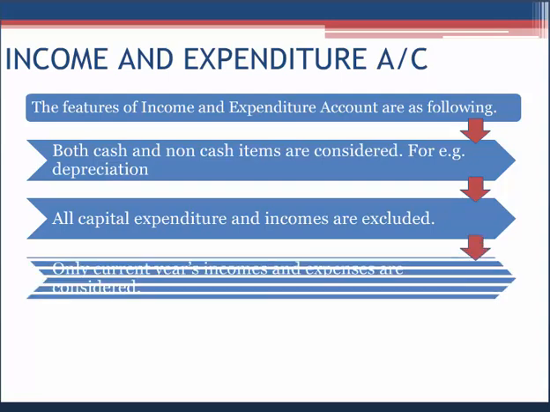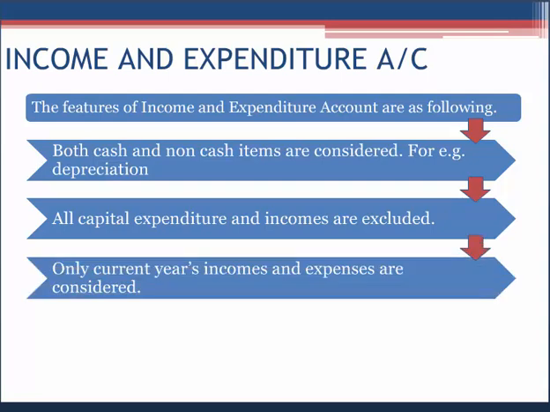Next one, point number 7, is only the current year's income and expenses are considered. Current year's income and current year's expenses are considered. Now, here it's very important whether the amount that is received belongs to the current year. Because if the amount is received for the previous year or the next year, then it should not be included in income and expenditure. Again, what is important is if the expenses or incomes are incurred.